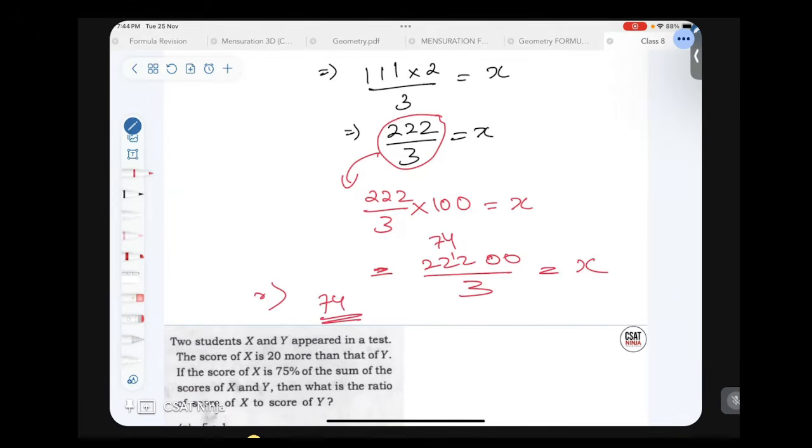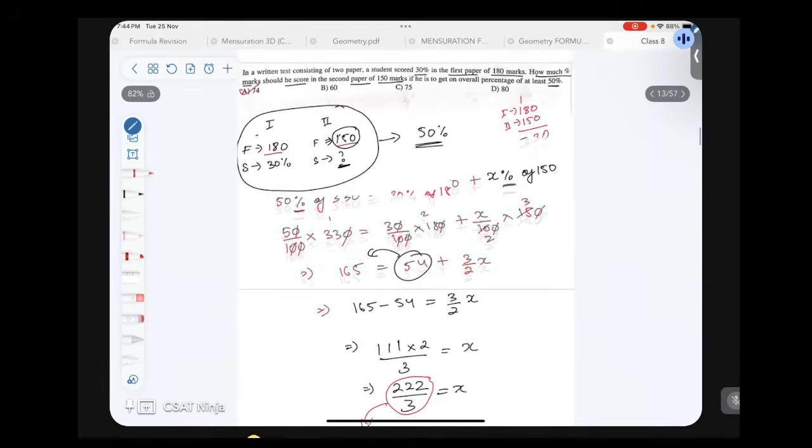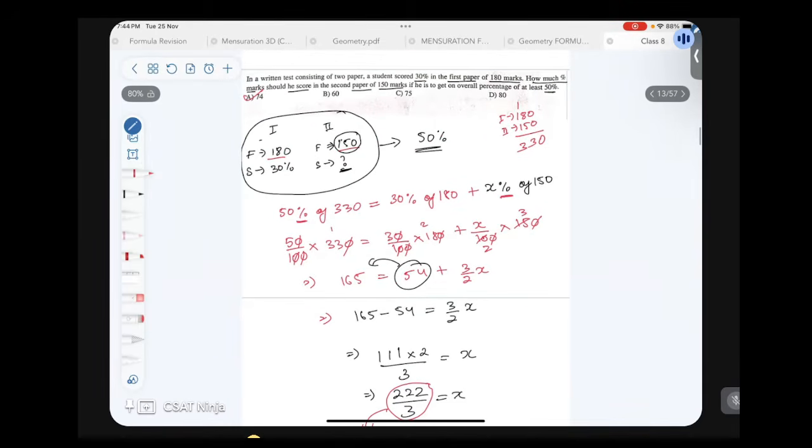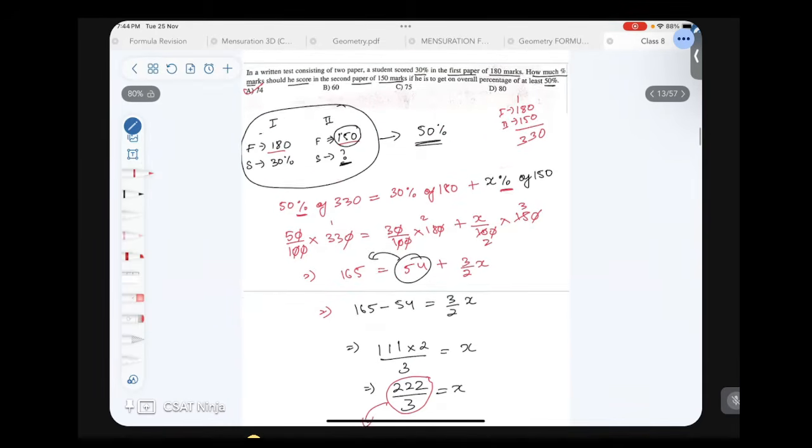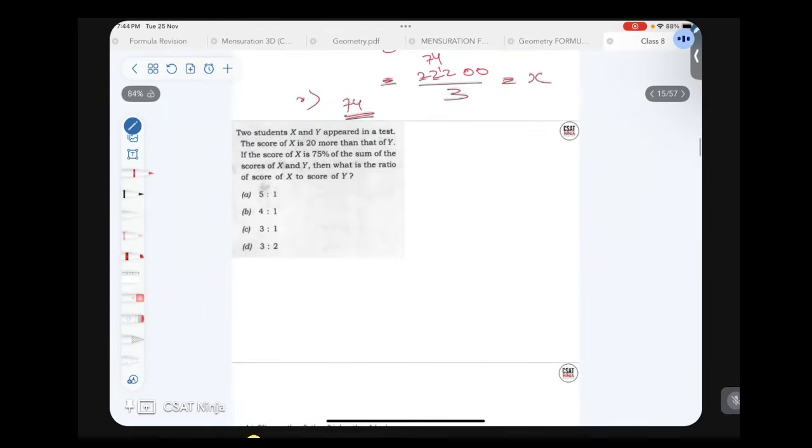Okay. So are we clear with this? Any doubts regarding this? If you want me to repeat, I'll repeat. Clear? Okay. So let's go to the next question.